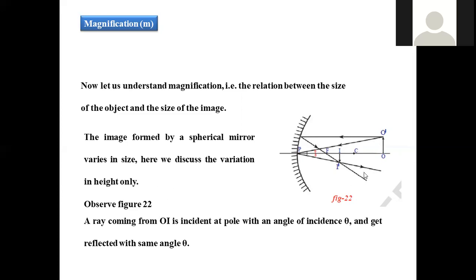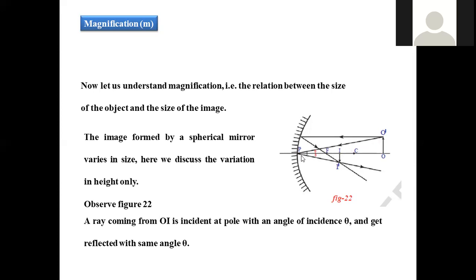So only size height is considered in this experiment, magnification. As shown in figure 22, a ray is coming from O'. O is the starting point of the object, from which this ray emerges and passes through the eye. The ray coming from O' is incident at the pole point.